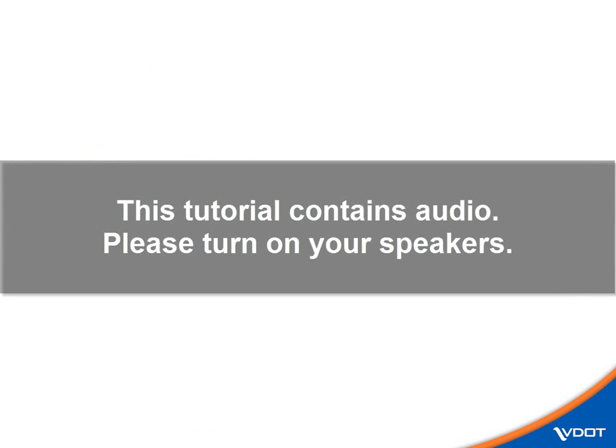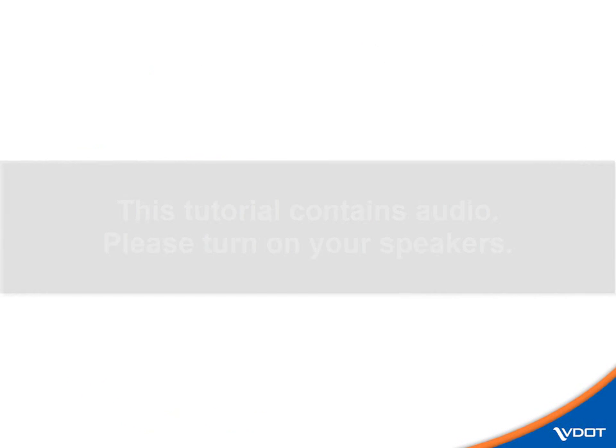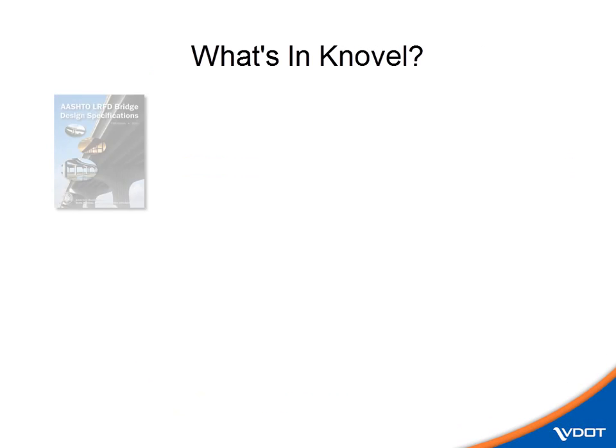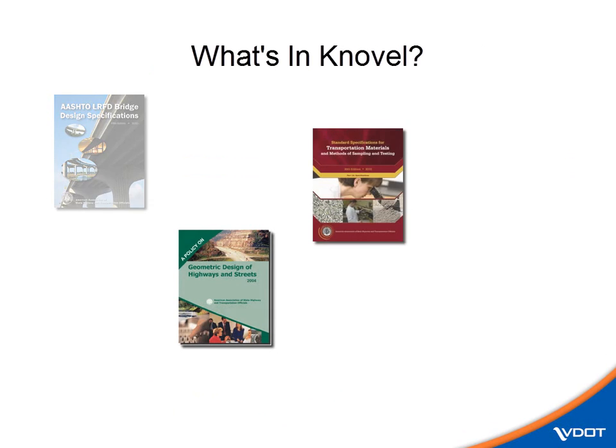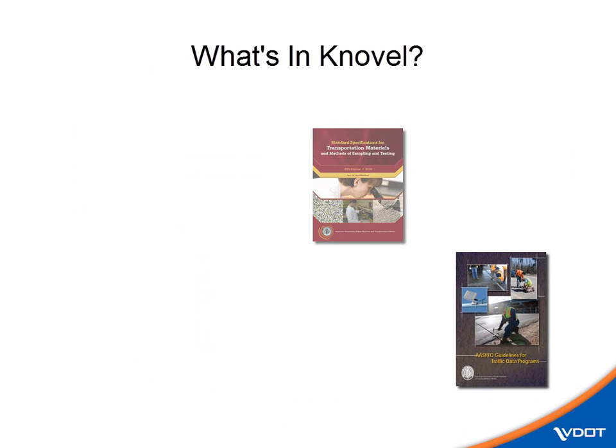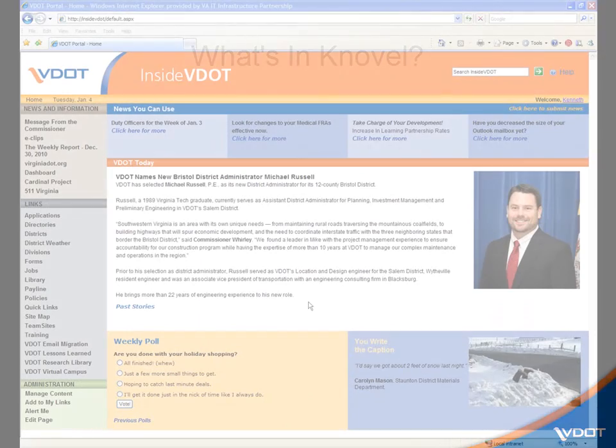Today, we'll show you how to register for a Knovel account. Knovel is a database providing access to full-text online books from core publishers, such as AASHTO. The platform also has sophisticated online tools that help you retrieve, analyze, and manipulate data. We'll cover those in subsequent videos.